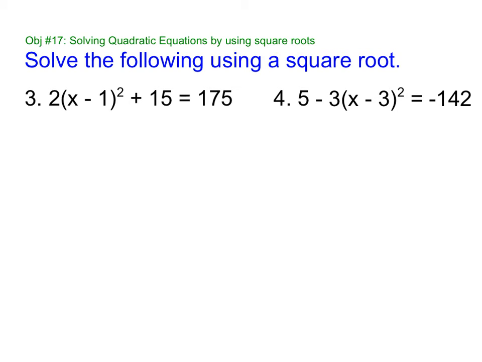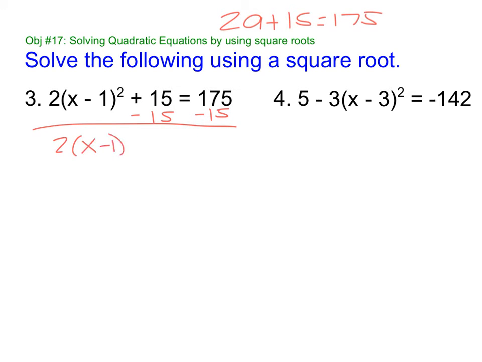All right. Pause the video and start by isolating the parentheses squared. So if this was 2a plus 15 equals 175, imagine that parentheses squared is your variable a. What would you do first? Well, we always subtract first. So I'm going to minus 15 to get 2 times x minus 1 squared equals 160. After we subtract, we divide by 2.